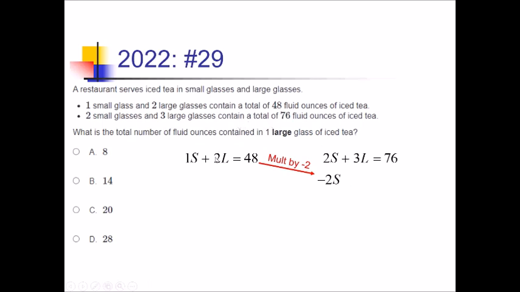And then we have -2 times 2L, that's -4L. -2 times 48, that's going to be -96. And then adding these two equations together, my S's cancel. I've got 3 plus -4 is -1L. And then 76 plus -96 is -20. Nice kind of round number there. Then just dividing both sides by -1, we have L equals 20. So that's telling us there are 20 ounces in 1 large glass of iced tea, which sounds realistic. So that's going to be choice C.